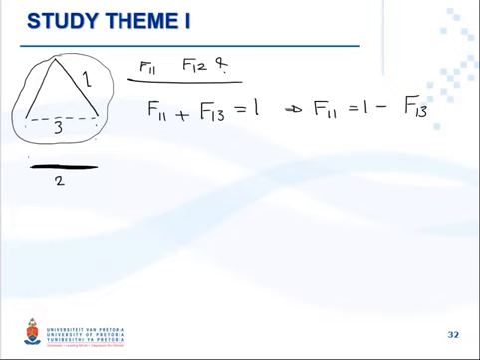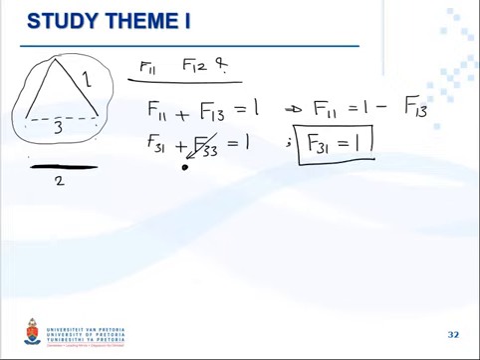If we apply the summation rule for surface 3, we can say that F31 plus F33 is equal to 1. Okay? Can we say that F33 is equal to 0? Yes. Why? Because it's a plane surface. So F31 is equal to 1. We found F31, but here we have F13. How can we relate these two to each other?